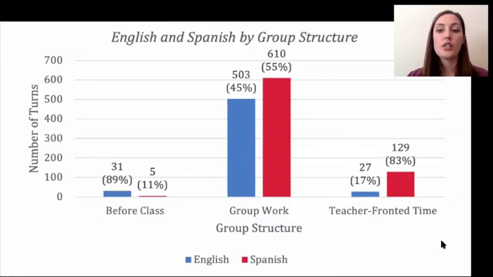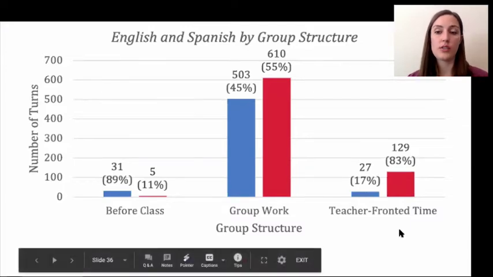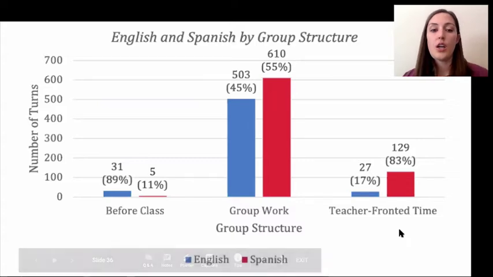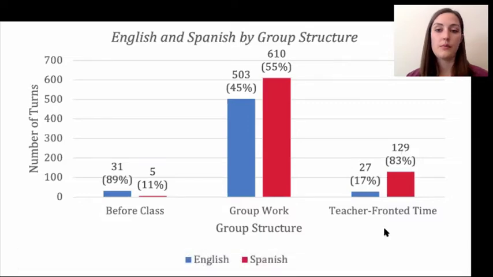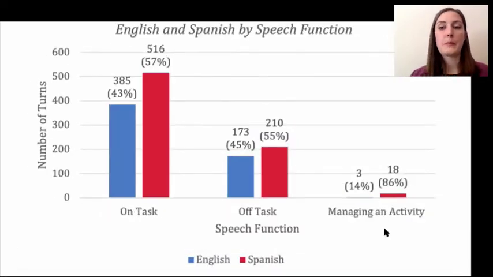Looking at students' interactions with each other, one interesting pattern is that they use more Spanish than English during group work as a whole, as a group, which contradicts findings from previous studies. Before class, as a group, they nearly always spoke in English, and then during teacher-fronted time, mostly in Spanish.